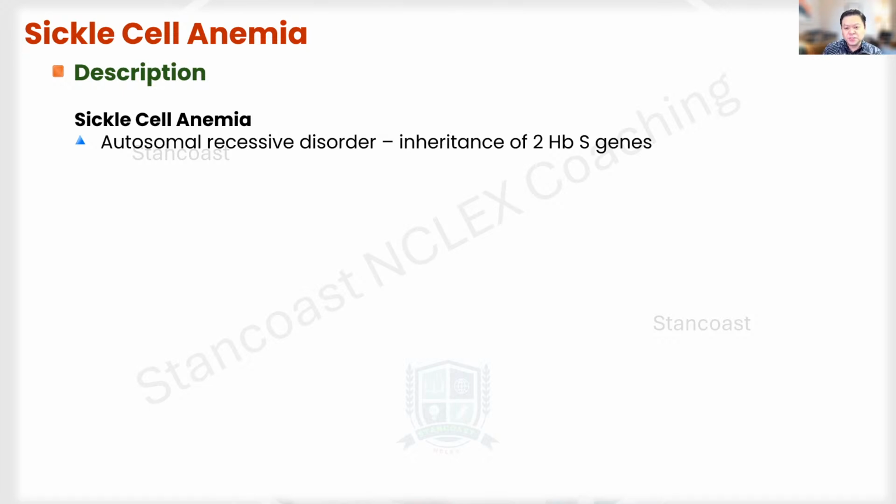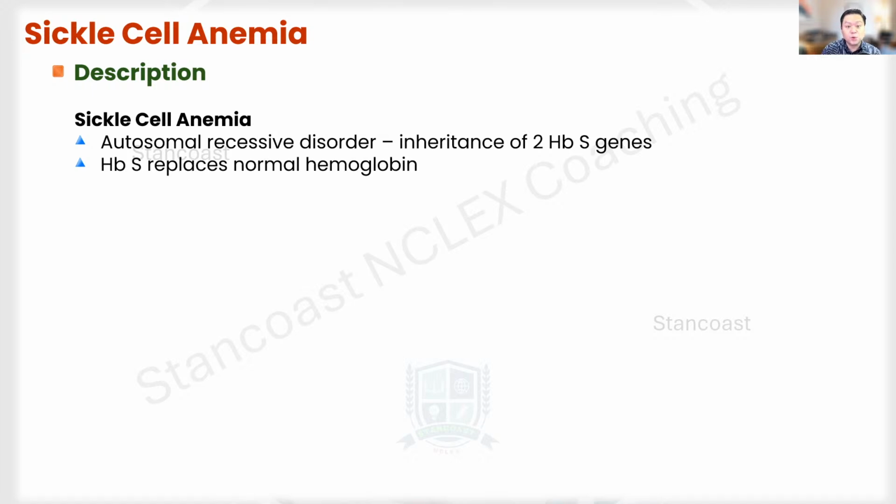So if the person has sickle cell anemia, they really have the symptoms, okay? They will have issues all throughout their life because of this disorder. But if we are talking about sickle cell trait, they will only be carrying the disease. They will not be manifesting the symptoms. Now, let's talk about how sickle cell anemia works.